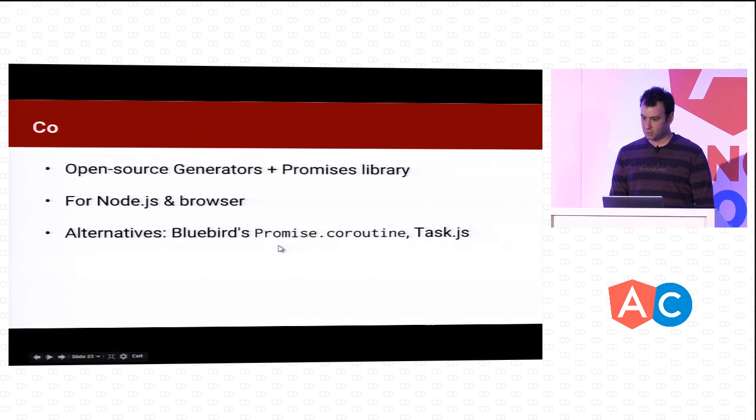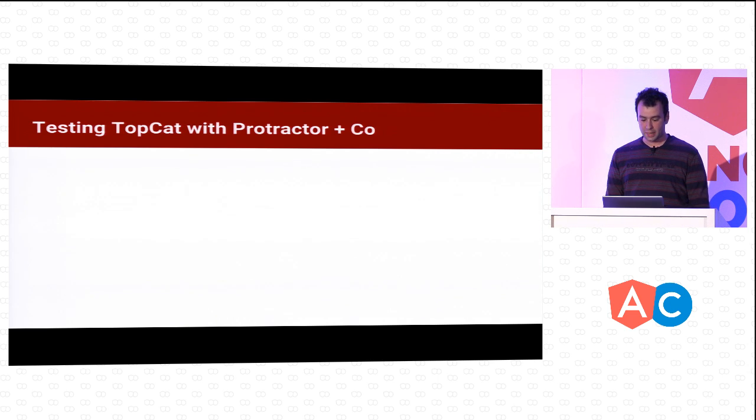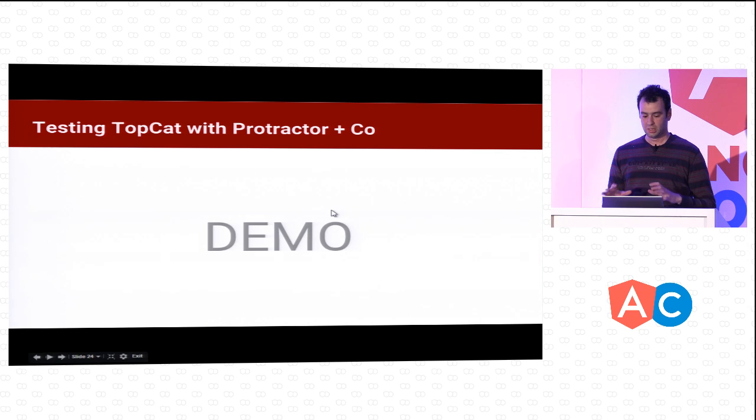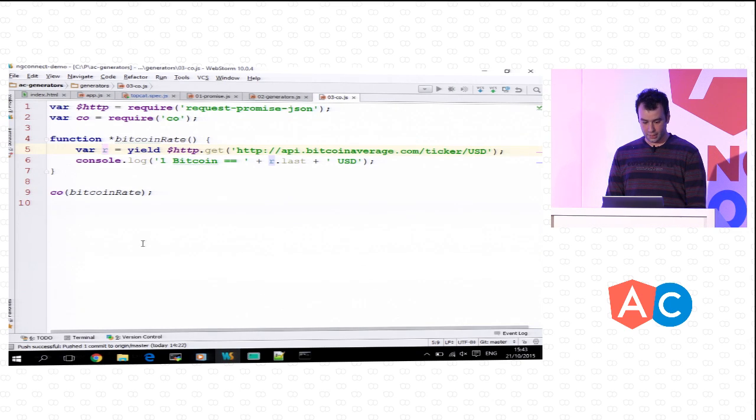So we have seen Co, we have seen generators. It's been a lot of content in a really short time. And now let's see how we can combine that to test our Topcat application with Protractor, generators, and Co. So we have this nice Topcat application. We'll see the vote results in a few minutes.